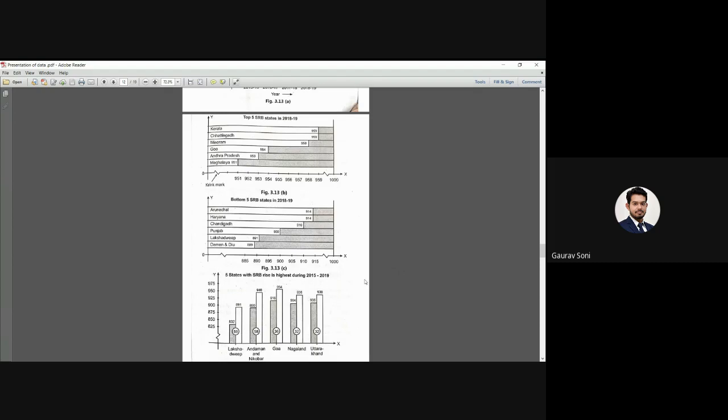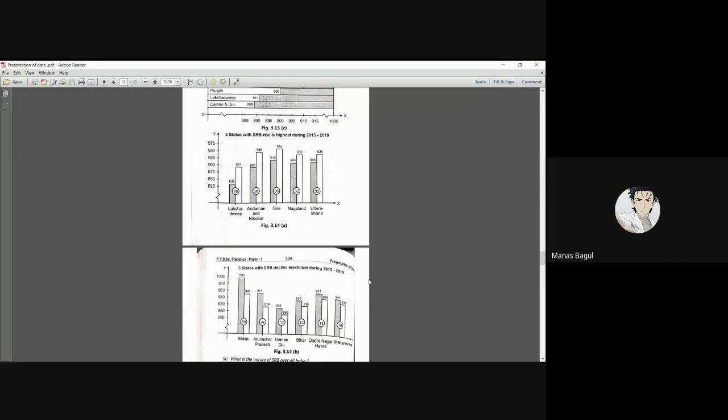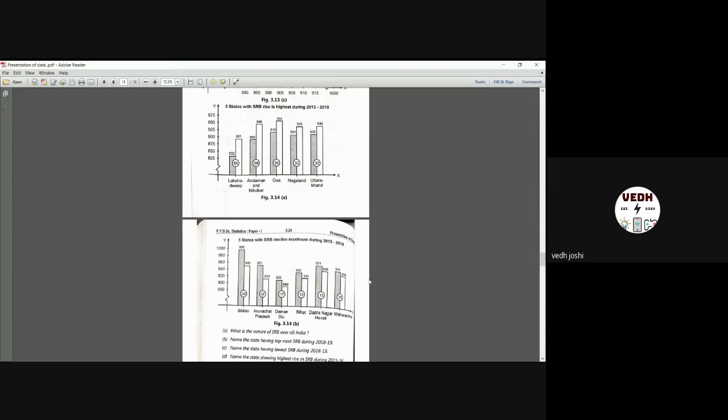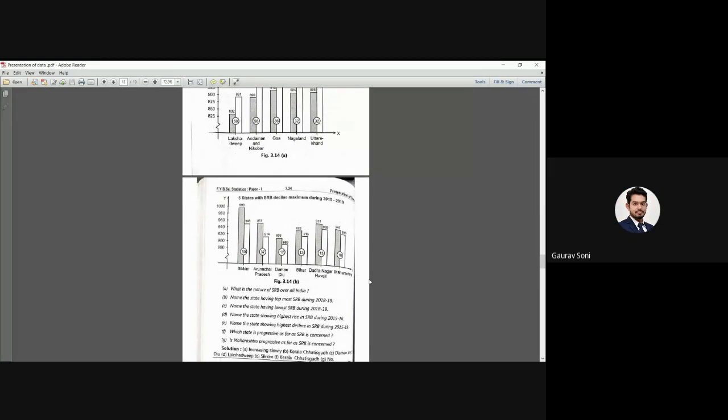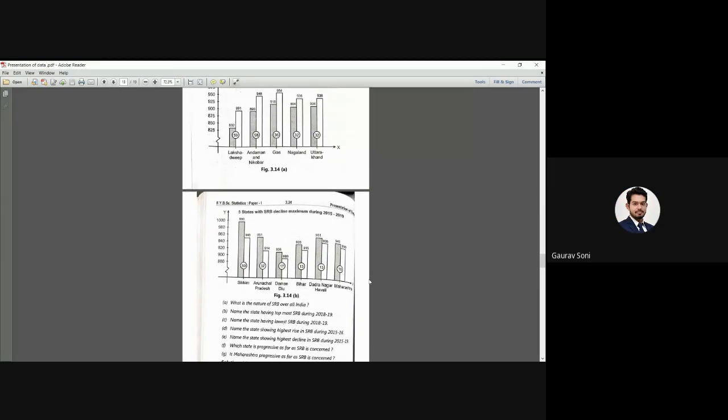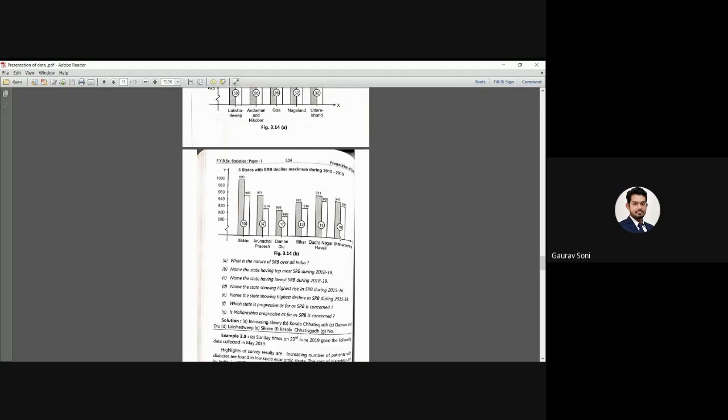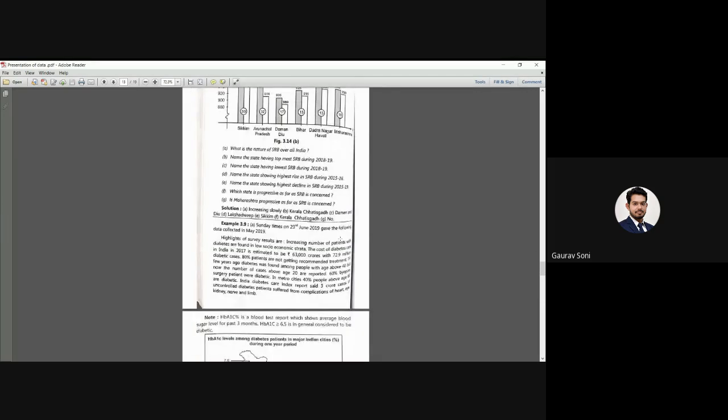Is Maharashtra progressive as far as SRB is concerned? Data is not given for Maharashtra. No, it's given in the declining. Sir, in the last graph it's given. Is Maharashtra progressive? No, because there is a decline, right? So it is not progressive. Fine.